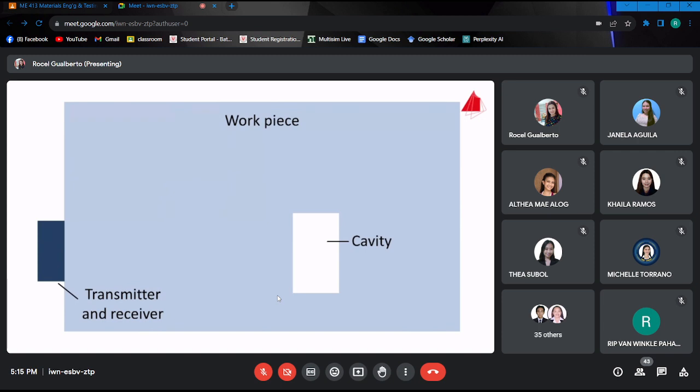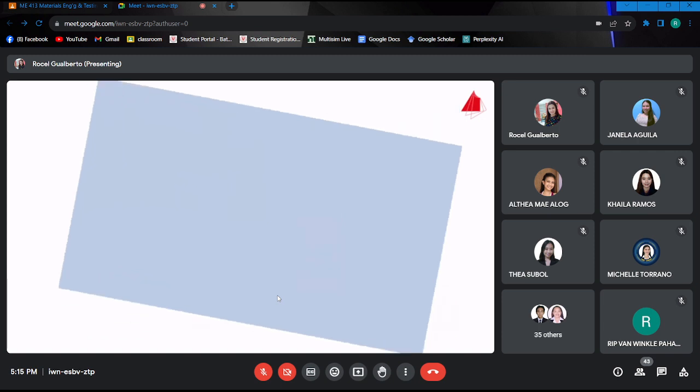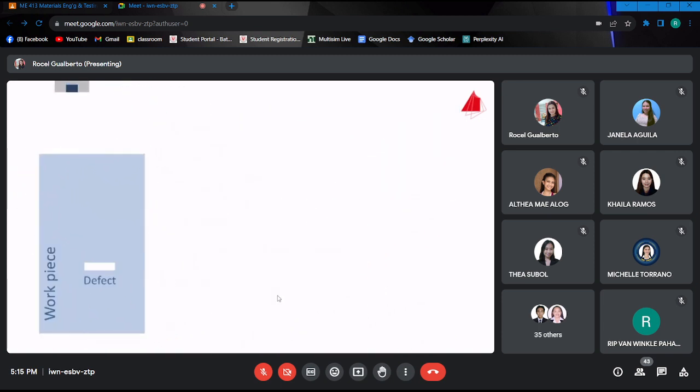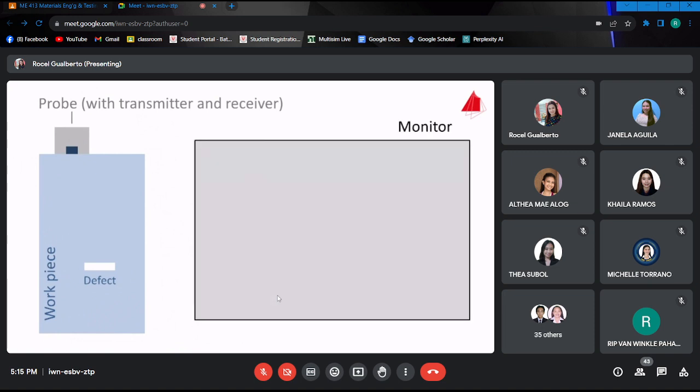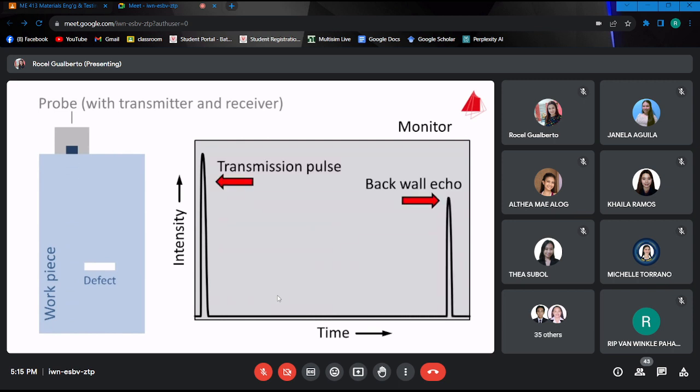In pulse echo mode, a transducer installed in a probe performs both the sending and the receiving of the ultrasonic pulse. On a computer monitor, the intensity is being plotted upwards on the y-axis and the time towards the right on the x-axis. With the probe at a place free from defects, only two signals may be seen on the monitor: the transmission pulse and the echo resulting from the lower surface of the workpiece, termed back wall echo.